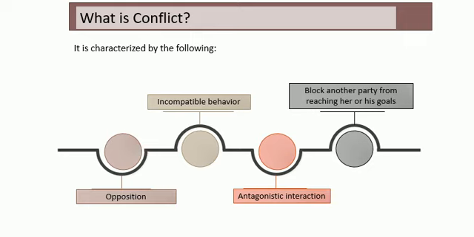Another problem which generates conflict is when you block another party from reaching his or her goals, because you are not allowing that person to reach the goal. Basically this happens when you interfere in another person's territory or move into it. And most of the time that is the problem in the organization: when you interfere in another person's goals and tasks, that person will not be happy with you, and conflict occurs.